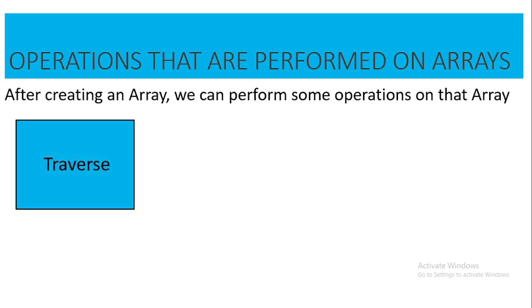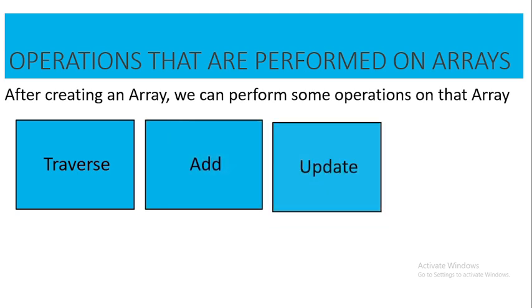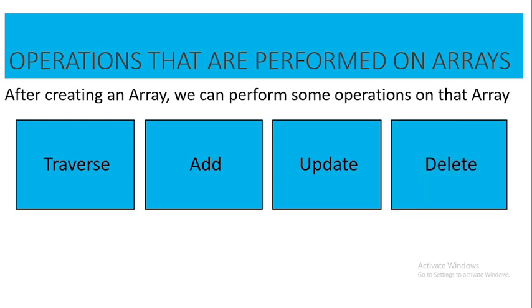The first operation we perform on an array is the traverse operation. The second operation is the add operation. The third operation is the update operation. Then the fourth one is the delete operation. After creating an array, these are the operations performed on the array: the traverse operation, the add operation, the update operation, and then the delete operation.